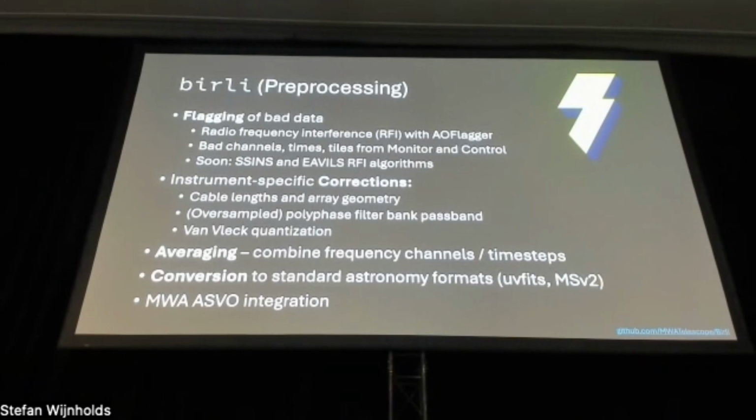The monitor and control system keeps track of dead dipoles and tiles, and Birli is able to flag those. It also uses AOFlagger for some RFI flagging, and we are in progress integrating some new RFI algorithms like SSINS and others. Birli also does the instrument-specific corrections for the MWA, including the new Van Vleck corrections for the legacy correlator. And finally, it does the conversion to the standard radio astronomy file formats like UVFITS and Measurement Set v2. That's all integrated into the MWA ASVO, which is where most people get their visibilities, so you usually don't have to run Birli yourself.